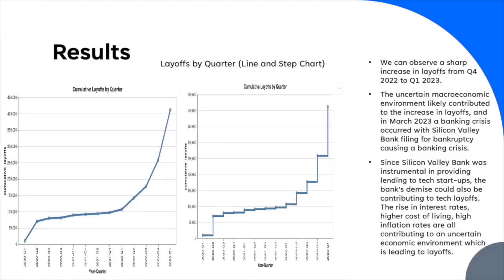So looking at the line charts for the cumulative layoffs by quarter, from quarter 4 2022 to quarter 1 2023, we see a sharp increase in cumulative layoffs. And in March 2023, there's a banking crisis that started with Silicon Valley Bank filing for bankruptcy. Silicon Valley Bank was instrumental in providing lending to tech startups. So the bank's failure could be contributing to the tech layoffs because tech startups no longer have as many options to get funding. So this is another factor within the uncertain macroeconomic environment, with other factors being high inflation, high interest rates, higher cost of living. So this banking crisis could also be contributing to the tech layoffs.